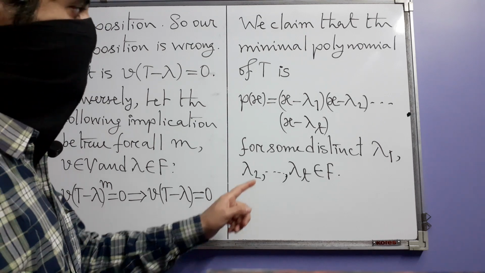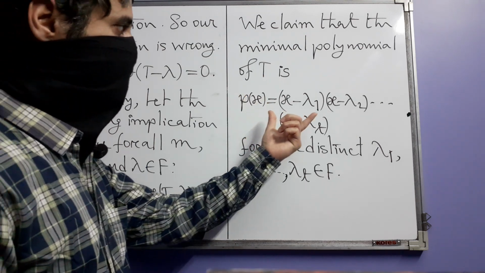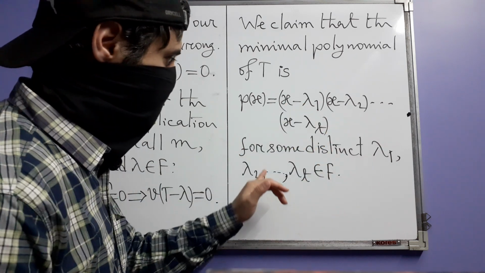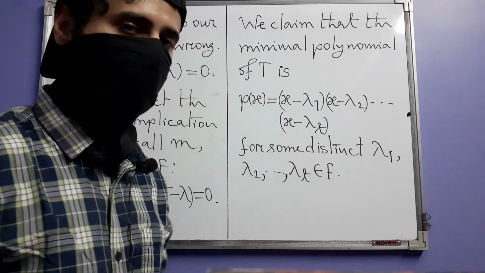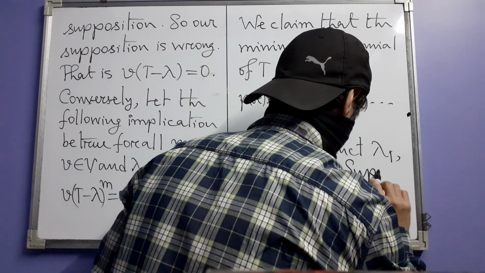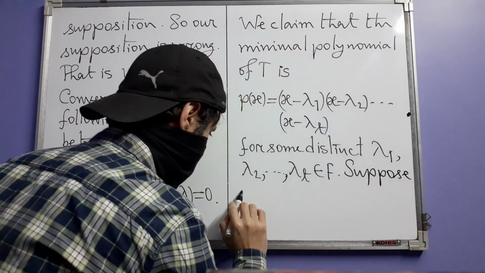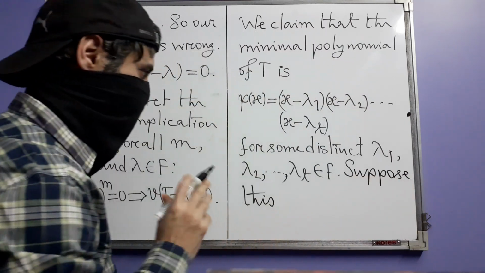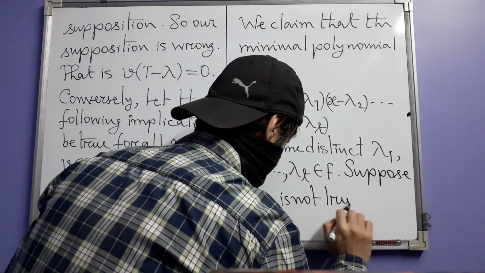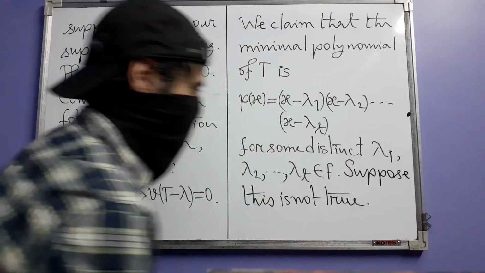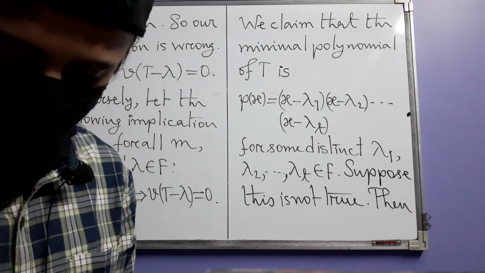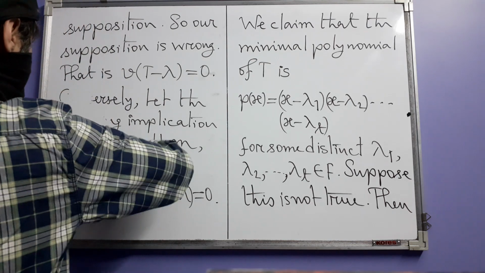So what we are claiming is that the minimal polynomial of T looks like this. It does not have repeated factors. All these lambdas are some distinct field elements. Suppose this is not true. We want to prove this claim now. Then the minimal polynomial is going to instead look like this.